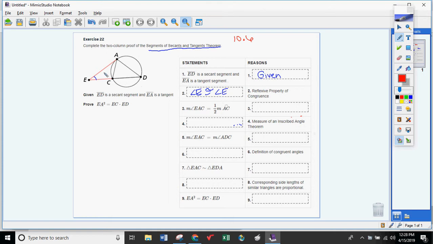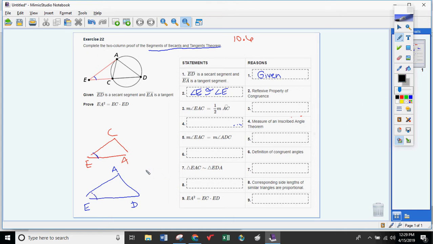Given and then reflexive property, I have angle E congruent to angle E. That's a reflexive property. So ultimately, what I'm trying to do down here, looking ahead, is to show the triangle EAC, which I'm going to rewrite like this, EAC, is similar to triangle EDA. So I'm trying to show that this one right here is similar to the whole thing. So I have that two angles are congruent.